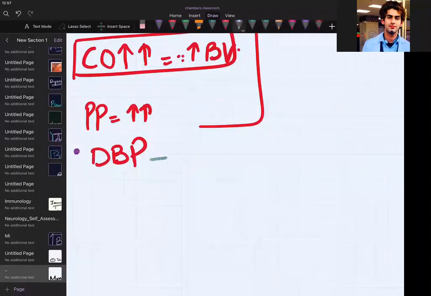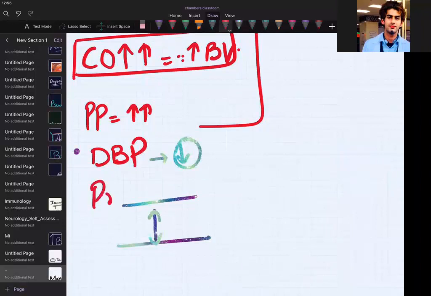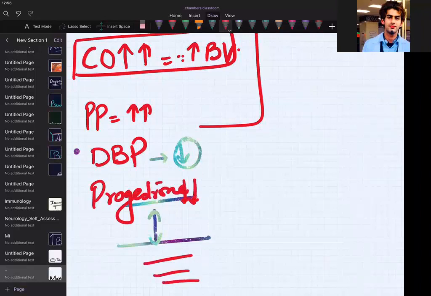DBP will decrease. Why? Because the vessels get vasodilated. Who dilates the vessels? Important point, progesterone. Because progesterone is high in pregnancy, and progesterone has a vasodilatory effect. So what will happen to the diastolic BP? Increase or decrease?